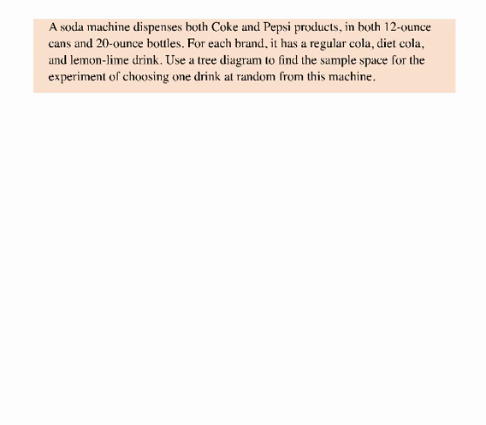So there's going to be our first level of choice. So if you randomly choose, you're either going to get a Coke product or a Pepsi product. It then further says that each comes in both 12-ounce cans and 20-ounce bottles. So we'll have two choices once we've chosen either a Coke or a Pepsi, can or bottle.